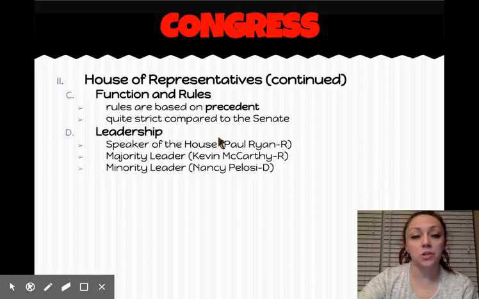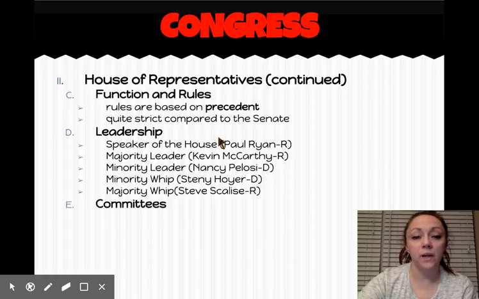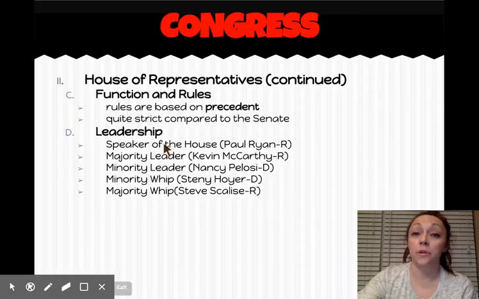Moving on then to leadership. We have the Speaker of the House, and that person is the leader of the House of Representatives. He is also third in line for the presidency, and we'll talk about that later on. But the current Speaker of the House is Paul Ryan, and he is a Republican.